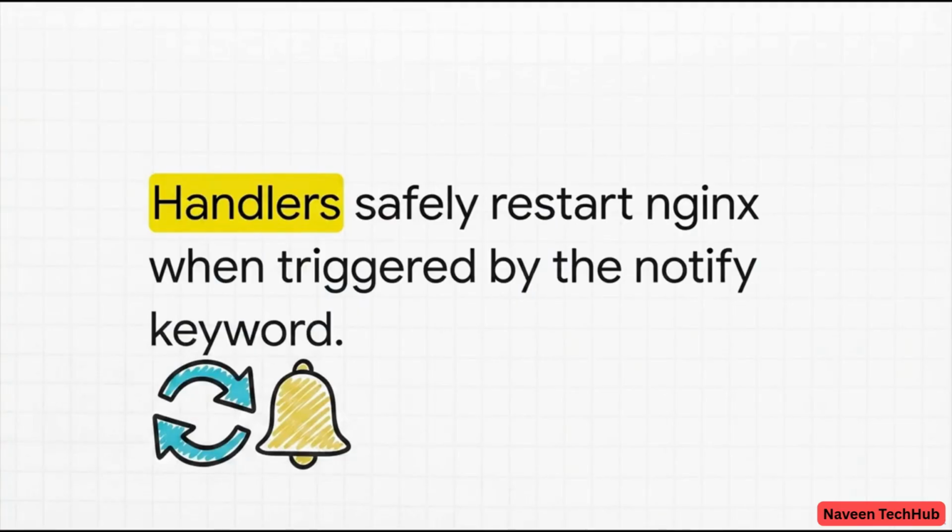Now, nobody wants to accidentally restart a production web server 50 times a day, right? Handlers solve this completely. They patiently wait until the very end of your playbook run, and they only trigger a restart if a configuration file actually changed. This guarantees zero unnecessary downtime. It's such a simple concept, but it is absolutely critical for real-world reliability.